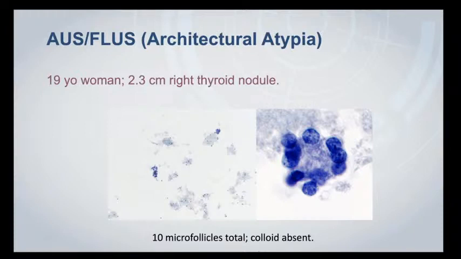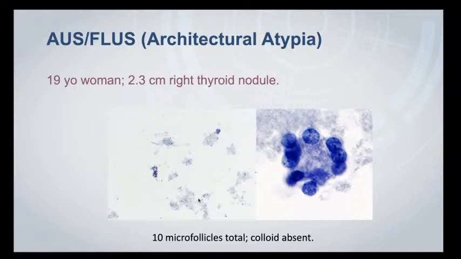Here's an example of architectural atypia. This is a relatively young woman with a thyroid nodule. And what I'm showing you is a medium power magnification to make it clear that this was a sparsely cellular specimen. Now, in the background here, what do you see? Well, this is not colloid. You'll remember from our discussion earlier that this is just that granular precipitate seen better here, which is what you get when you lyse red blood cells using a liquid-based preparation.